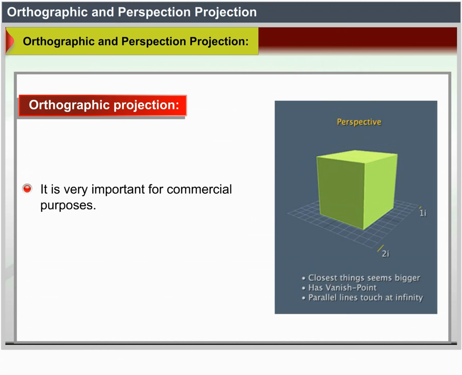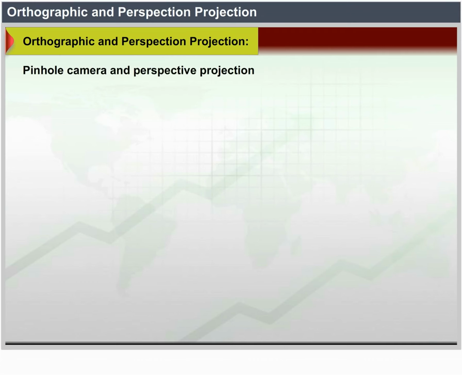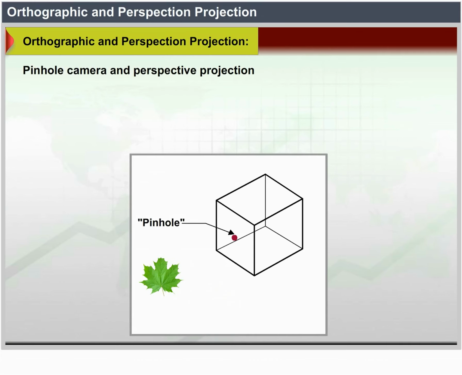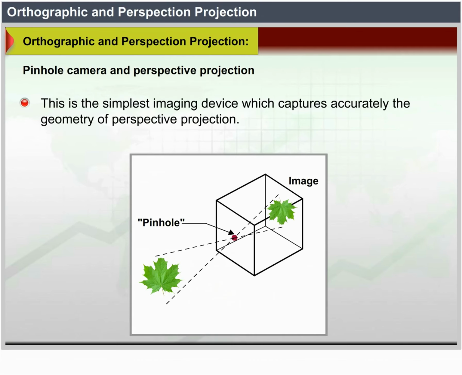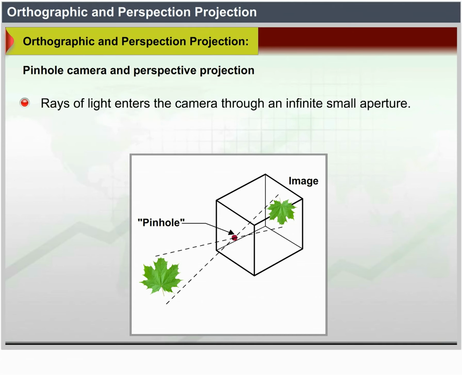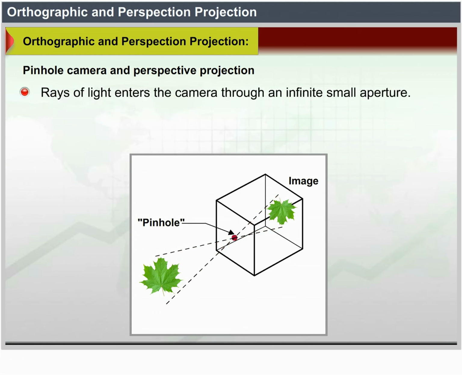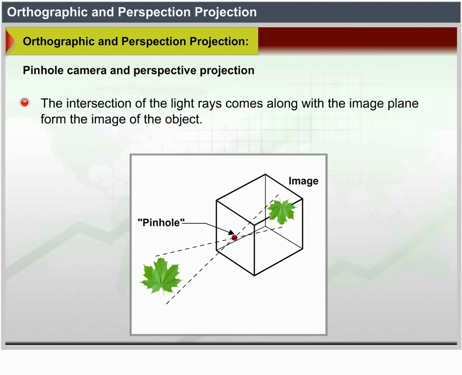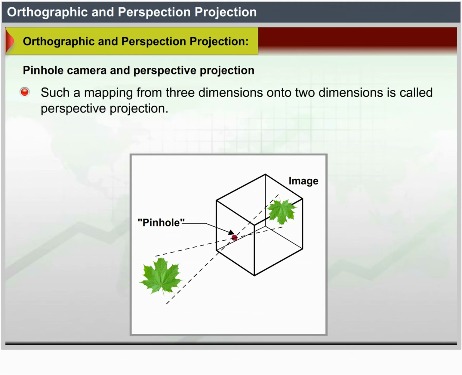Pinhole camera and perspective projection. This is the simplest imaging device, which captures accurately the geometry of perspective projection. Rays of light enter the camera through an infinitesimally small aperture. The intersection of the light rays with the image plane forms the image of the object. Such a mapping from 3 dimensions onto 2 dimensions is called perspective projection.